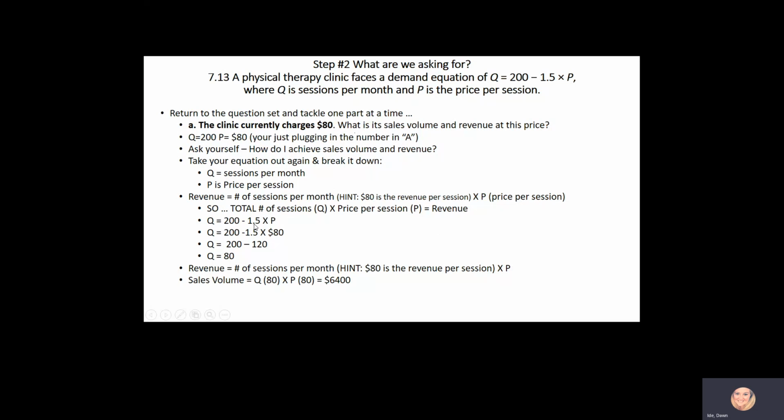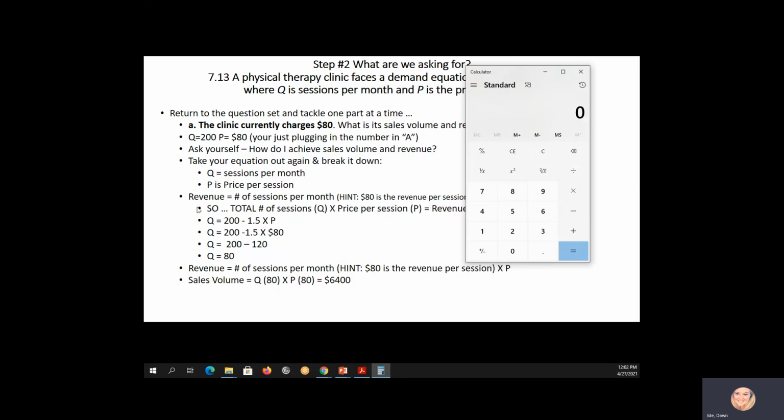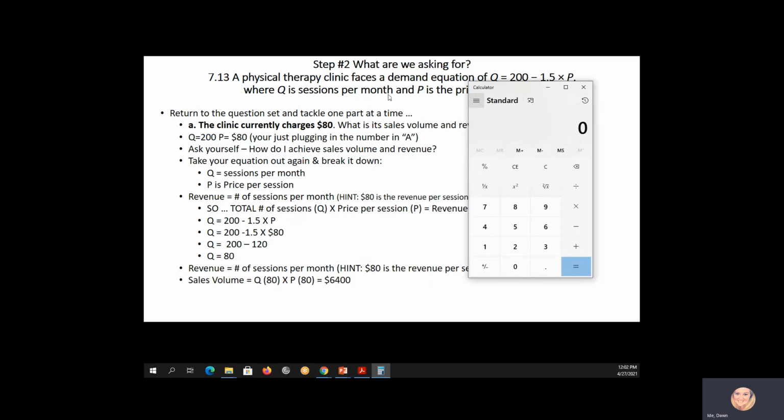Q equals 200 minus 1.5 times P. That's our general equation. Now we just plug in these numbers. Q equals 200 minus 1.5, that's what they gave us, times the only other number that we were given in order to accomplish this, which is the $80, right? We weren't given any other number. So that's the only number we could possibly plug in, the price. The clinic currently charges $80. That tells you it's the price, right? $80. So it has to go where the P is.